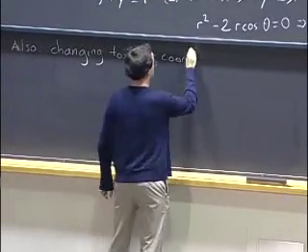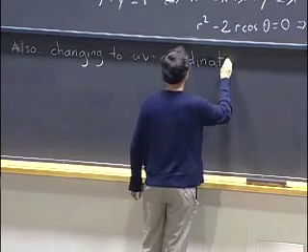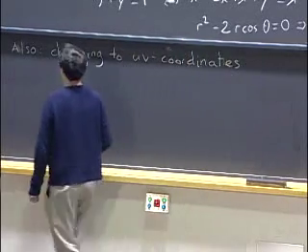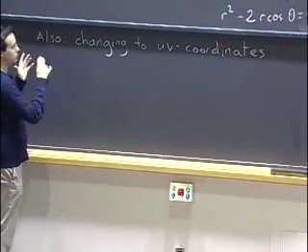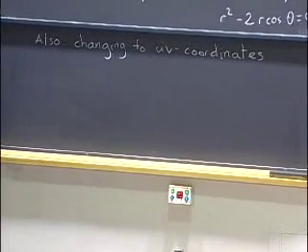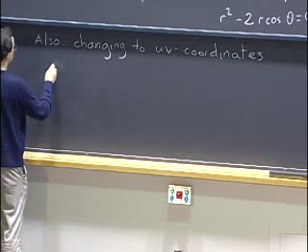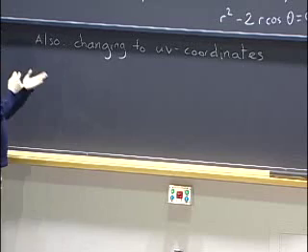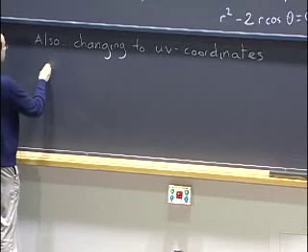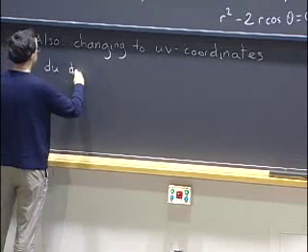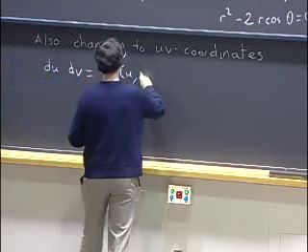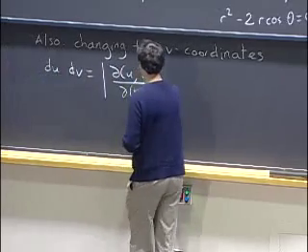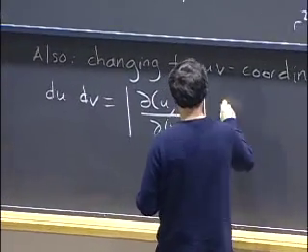Let's say UV coordinates, but of course you can call them whatever you want. So the main thing to remember is that you have to look for the Jacobian, which will give you the conversion ratio between dx dy and du dv. So for example, if you know u and v as functions of x and y, then you will write du dv equals absolute value of the Jacobian partial uv over partial xy times dx dy.